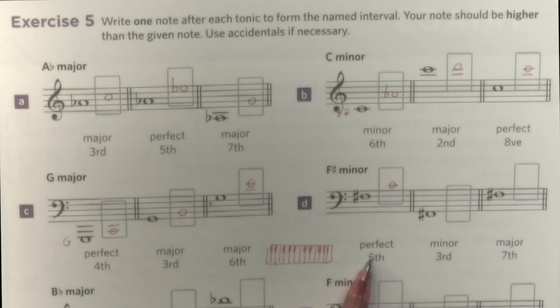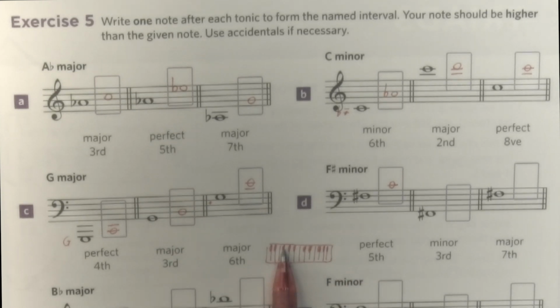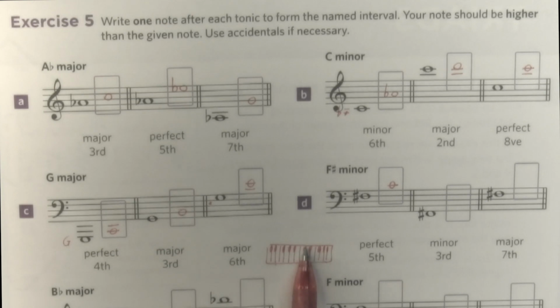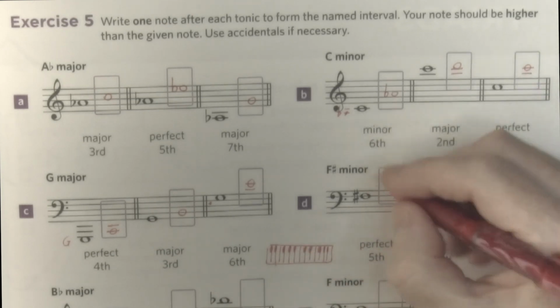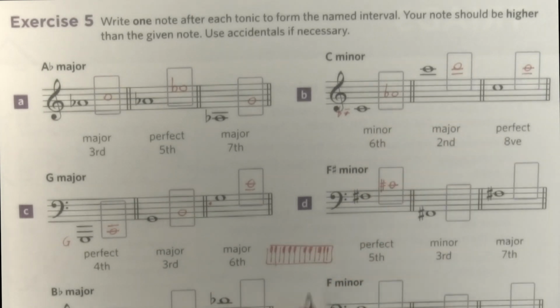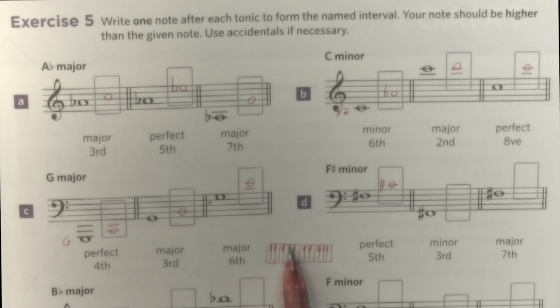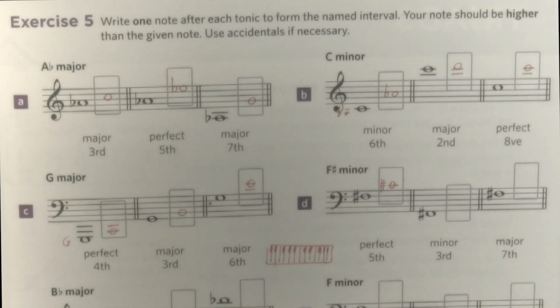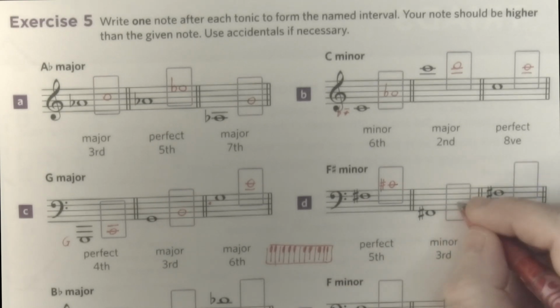We need a perfect fifth, so 3 tones and a half away from fa sharp. 1, 2, 3 and a half. So this do is sharp. We need a sharp. Again, 1, 2, 3 and a half. Perfect.